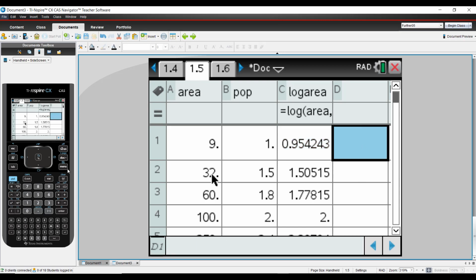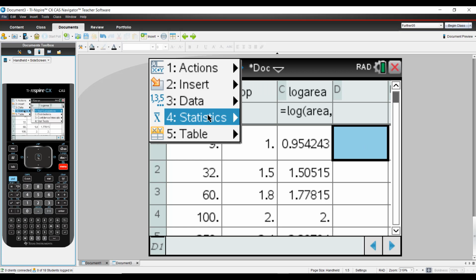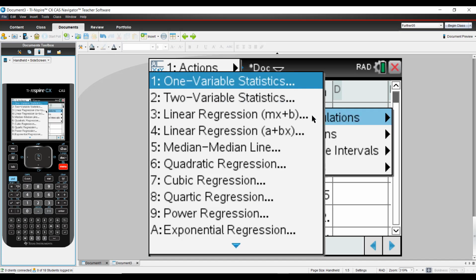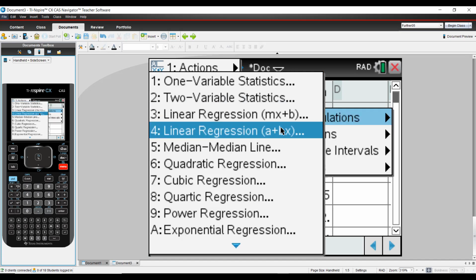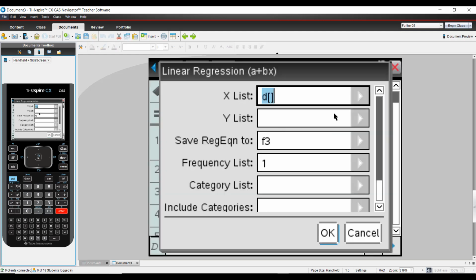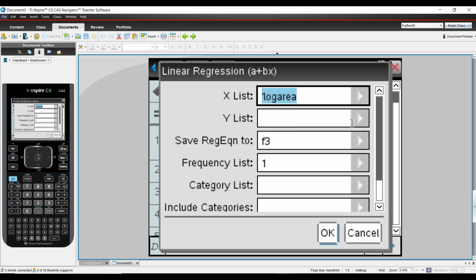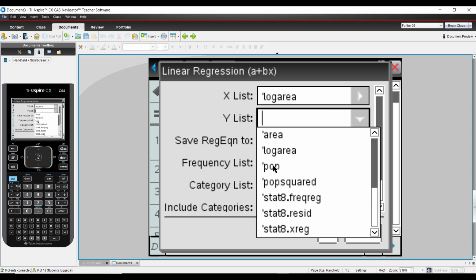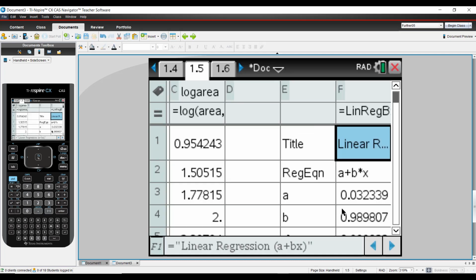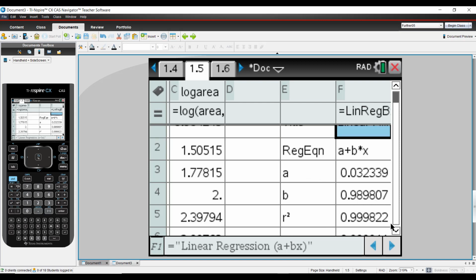So let's now perform a linear regression, so stats calculation, linear regression, y equals a plus bx. Now our x here, not area, we're taking the log of the area. That's the transformation we're applying, and population is our y. So here's our information. We find the y-intercept for this particular function is 0.0323.